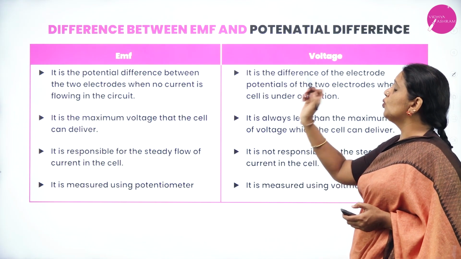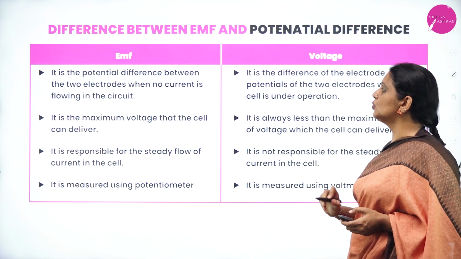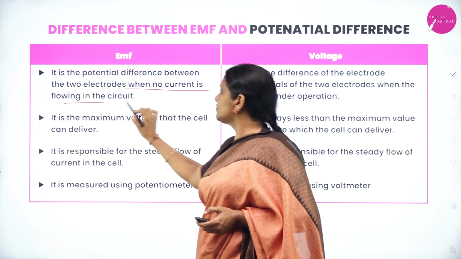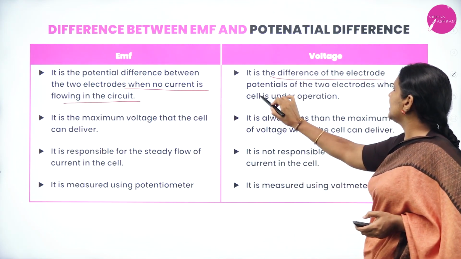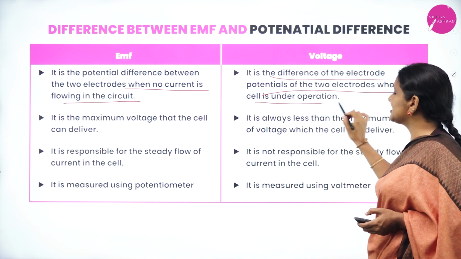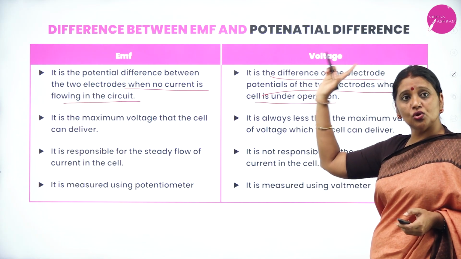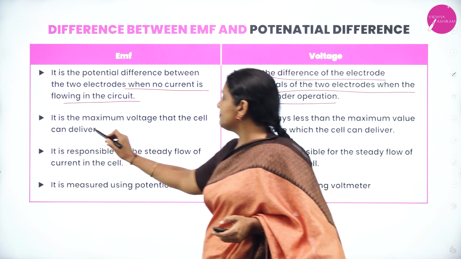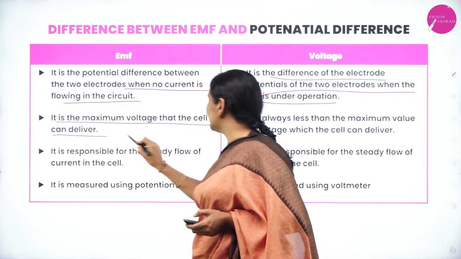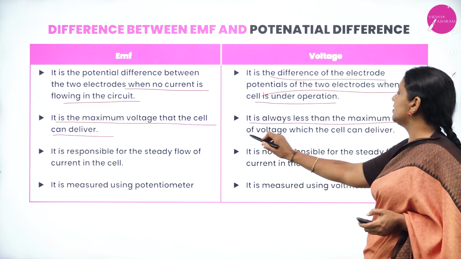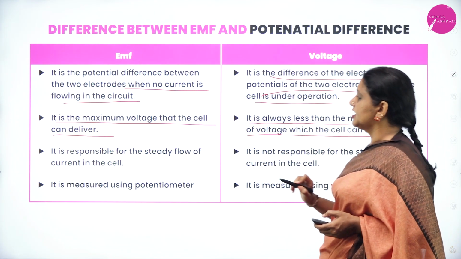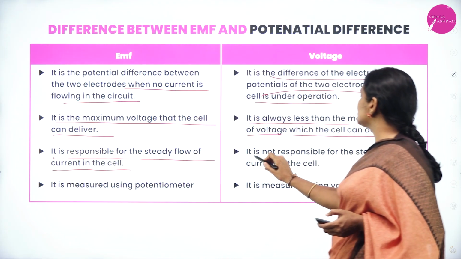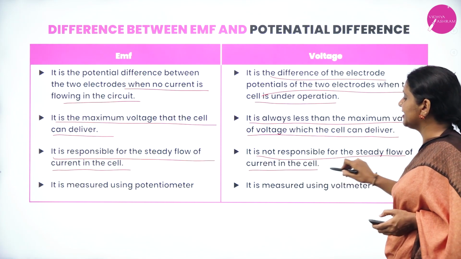Next, what is the difference between EMF and voltage? EMF is the potential difference between two electrodes when no current is flowing in the circuit. Voltage is the difference of the electrode potentials of the two electrodes when the cell is under operation. EMF is the maximum voltage that the cell can deliver. Voltage is always less than the maximum value the cell can deliver. EMF is responsible for the steady flow of current in the cell. Voltage is not responsible for the steady flow of current in the cell.